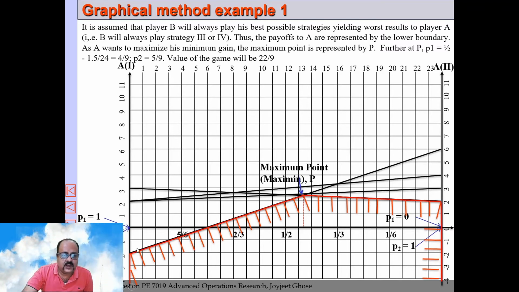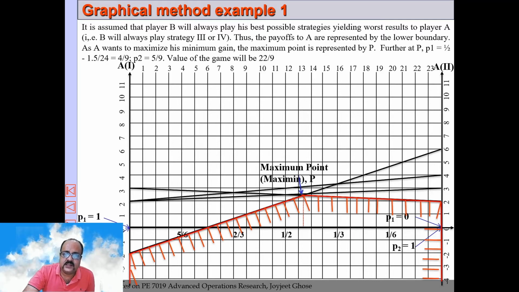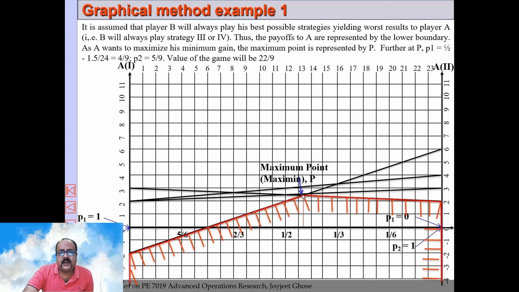So we have to see the lower bound, and the maximum of the lower bound is this point. So this is the maxi-min point. I repeat, A is a maxi-min player. That means A tries to maximize his minimum gain. So the maximum of the minimum is this point. So this point is the maxi-min point.